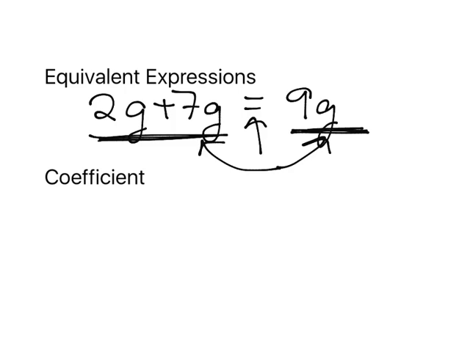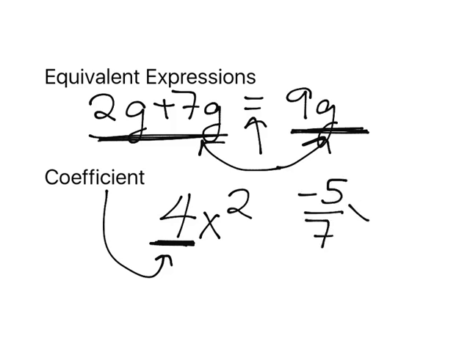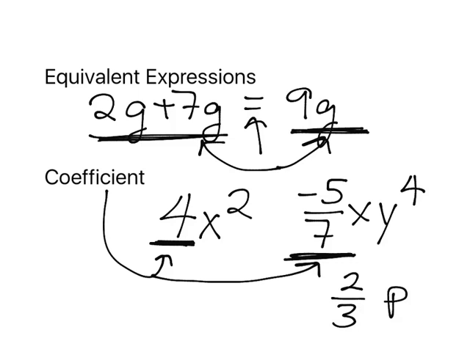And finally, coefficient. We have talked about it already this year, but we have not given a good definition. If we would have an expression of 4x squared, the coefficient is the number in front. So our coefficient would be 4, the number that is being multiplied by our variable, which would be x. So if we would have negative 5/7 xy to the 4th power, the coefficient is negative 5/7. We could do one more example. If we had 2/3 p, what is our coefficient? The number that's being multiplied in front, 2/3.